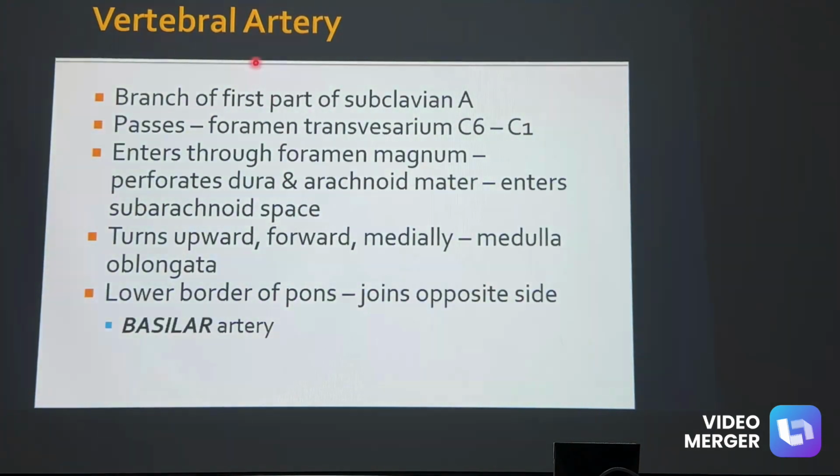The vertebral artery is a branch, as we said, of the first part of the subclavian artery on both sides. It passes upward through the foramen transversarium from C6 to C1, enters through the foramen magnum, perforates the dura and arachnoid mater as well, and enters the subarachnoid space. It turns upward, forward, and medially along the medulla oblongata and lower border of the pons, joins the other side, and gives the origin of the basilar artery.